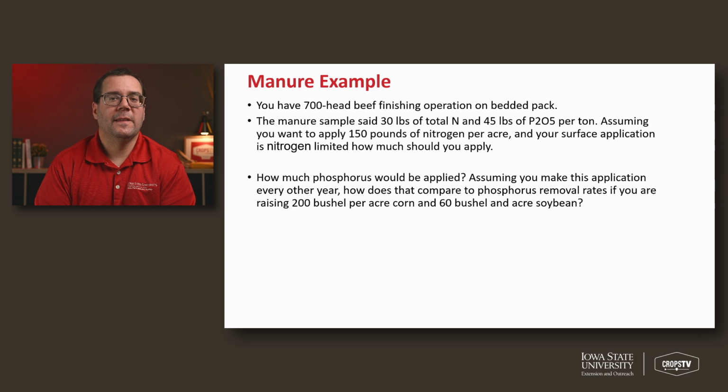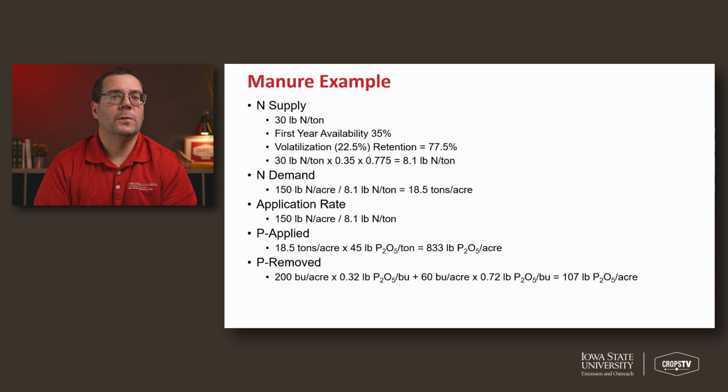So we're going to figure out our rate. And then I say, well, how much phosphorus comes along for the ride on this? And how does that compare to phosphorus removal if we have 200 bushel corn and 60 bushel an acre soybeans? I won't work you through all the math. I'll let it pop up on this spreadsheet, but you can see that we derated for first year availability.